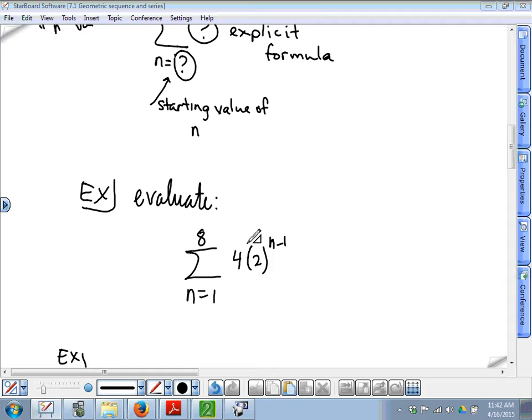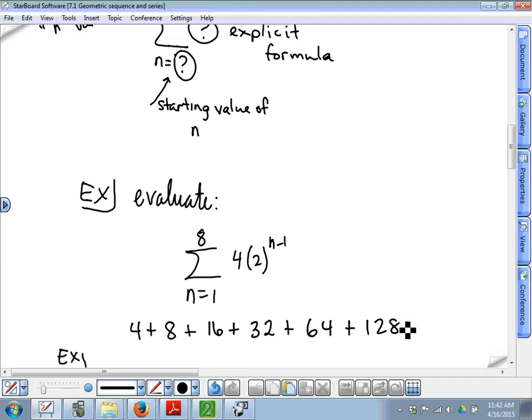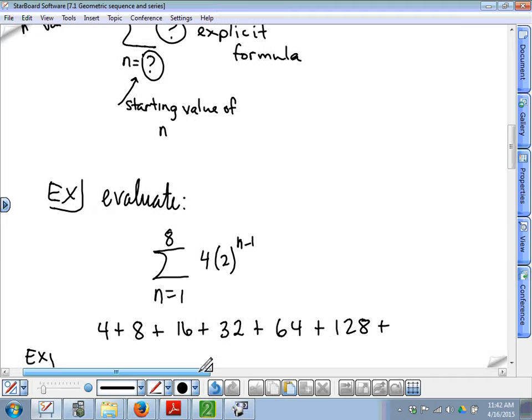What's the first term using this formula? First term is 4. And you probably have it written down, so keep telling me. Do you have these terms written down? No? Oh. All right, well, what would the second term be? It's got to be 8, right? Because we're multiplying by 2 every time. The next term would be 16, and then 32, 64, 128.